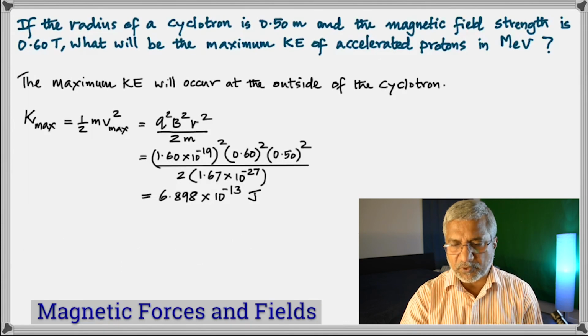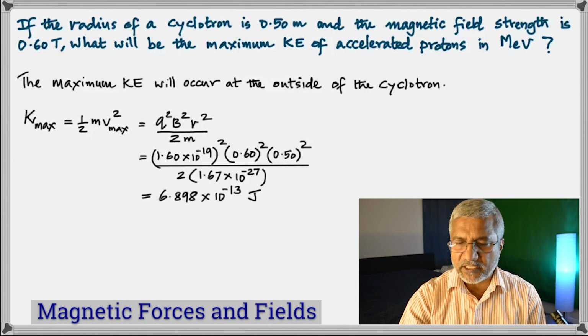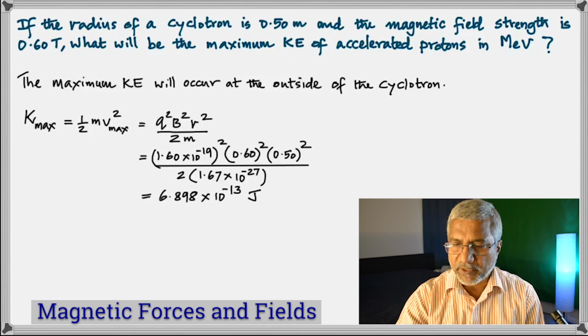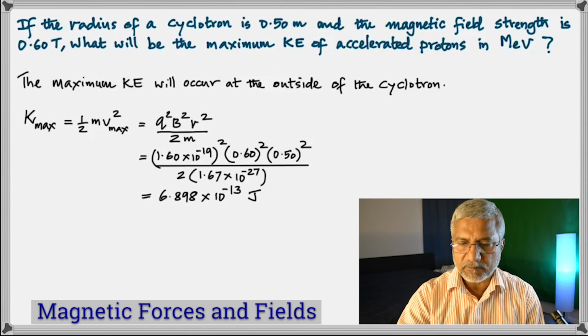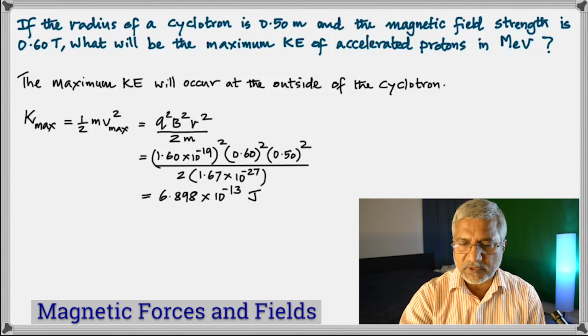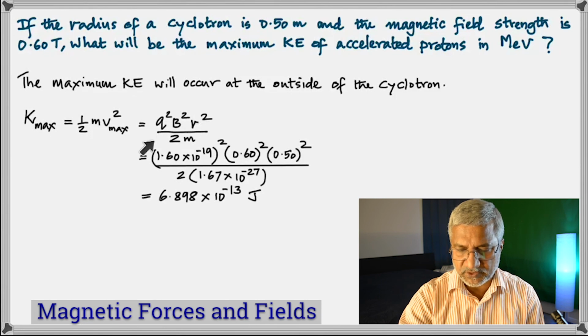Okay, so there is a problem that I've done here. The radius of a cyclotron is given. Magnetic field strength is given. What will be the maximum KE? Now, to save time, maximum KE is given by this formula, isn't it? Just a matter of substitution.